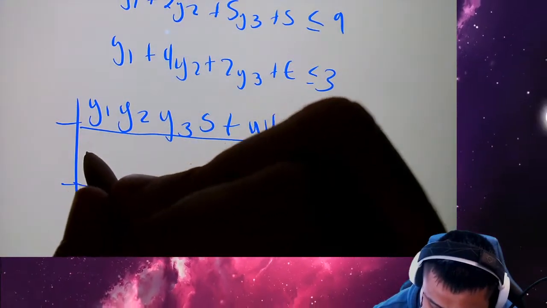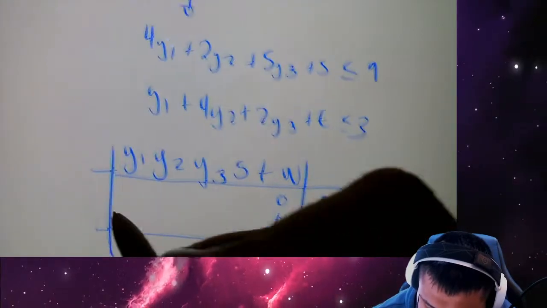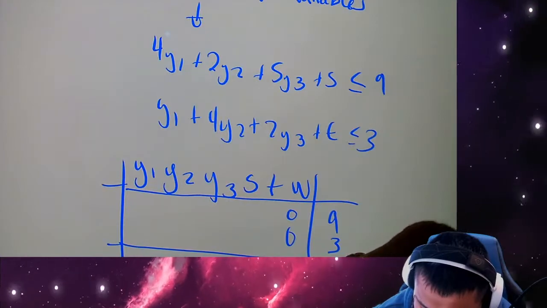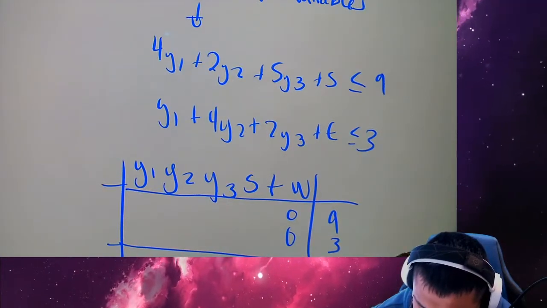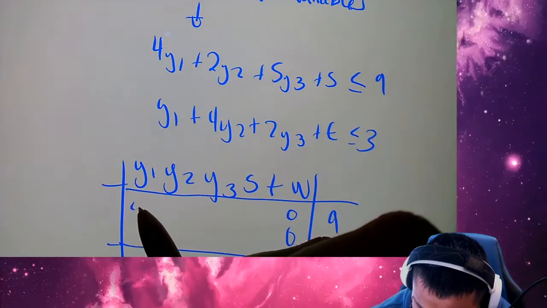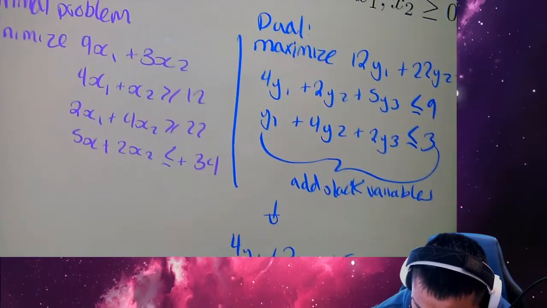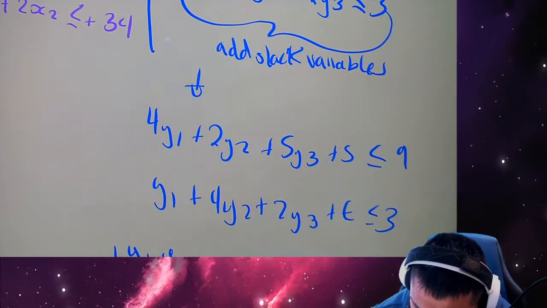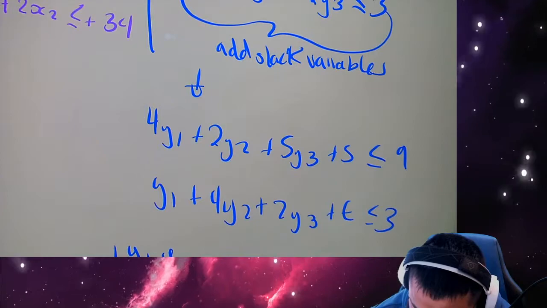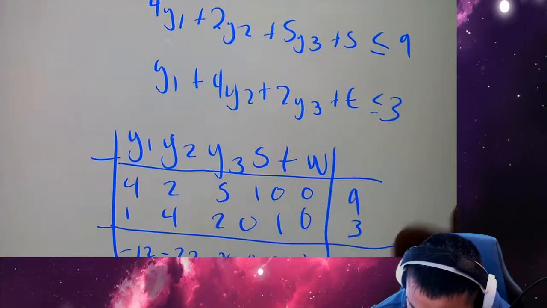So what we have is negative 12, 22, negative 34, 0, 0. What we have here is 4, 2, 5, 1, 0, 1, 4, 2, 0, 1.